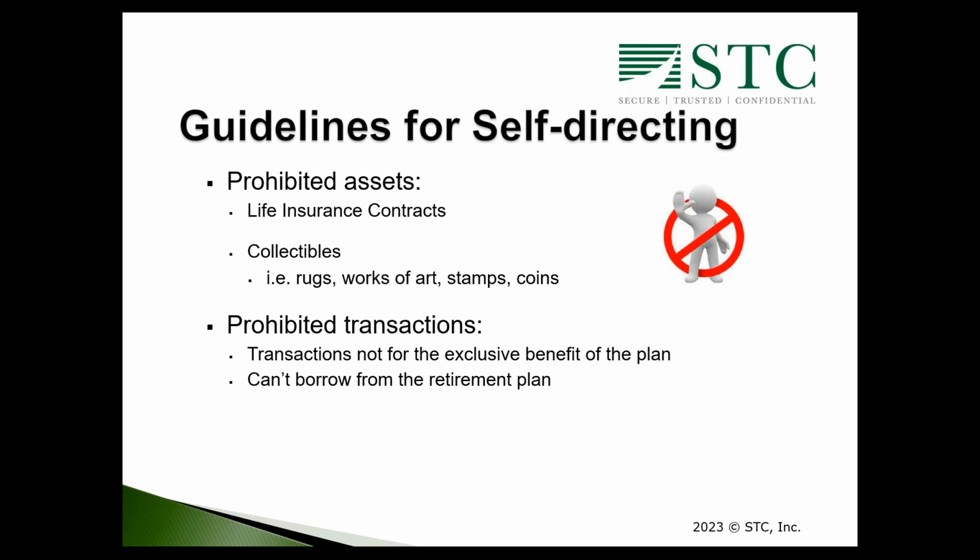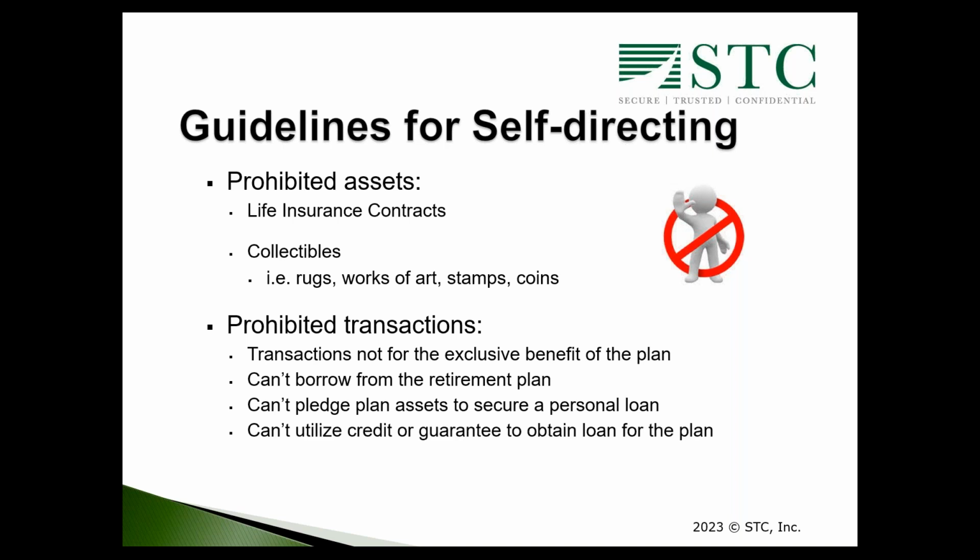You cannot personally borrow from your retirement plan. You also cannot pledge your retirement plan assets as security for a personal loan. That is prohibited. You also cannot use your personal credit or guarantee to obtain a loan for the retirement plan. So you remember I mentioned that your retirement plan can get a loan, but you can't personally guarantee it. It does need to be a particular type of loan. And you also cannot benefit any disqualified person with a transaction that your retirement account engages in.